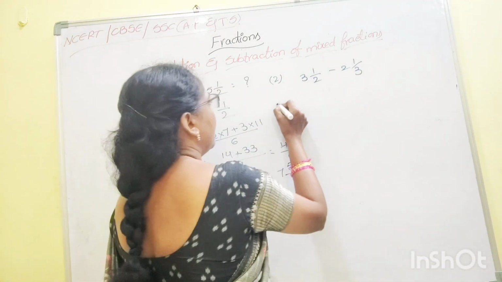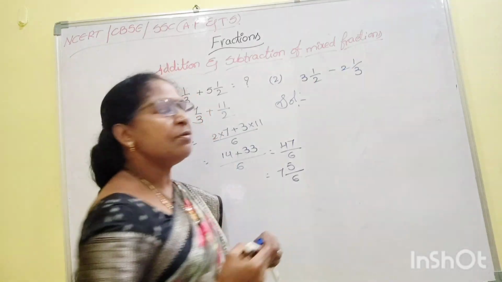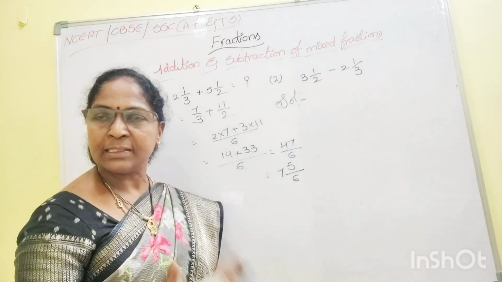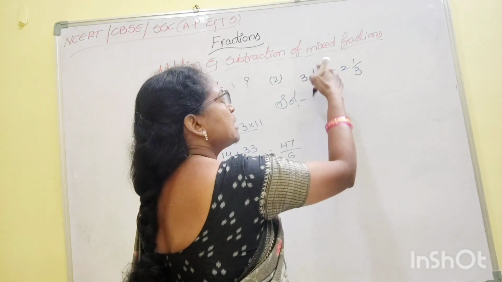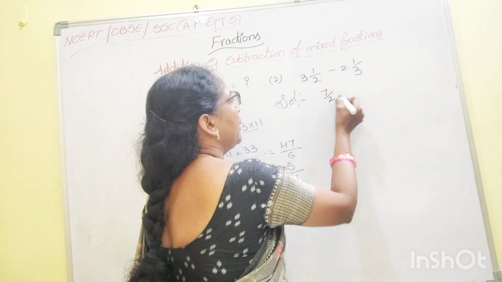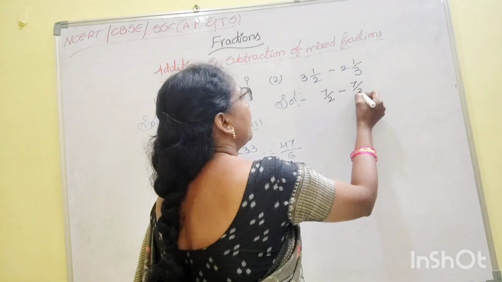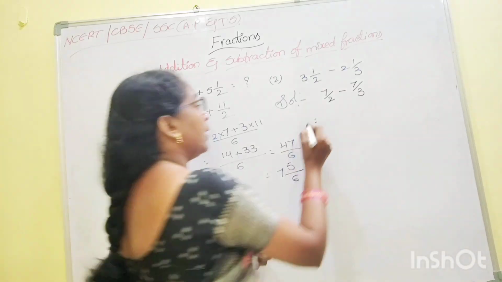Easy question here. How to solve? Check it here. Same procedure. First, whenever mixed fractions are given, you should convert these mixed fractions into improper fractions. Now 3 twos are 6, 6 plus 1 is 7, so 7 by 2, minus 2 threes are 6, 6 plus 1 is 7, so 7 by 3. 7 by 2 minus 7 by 3.